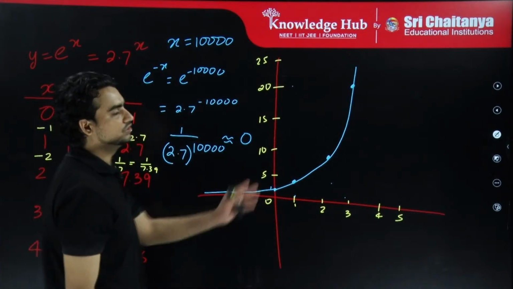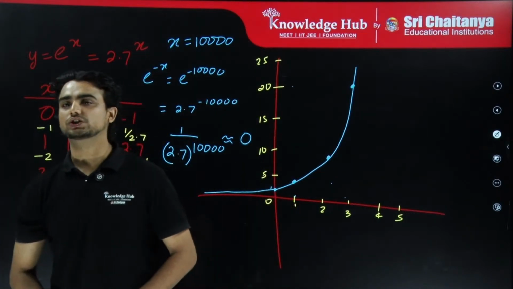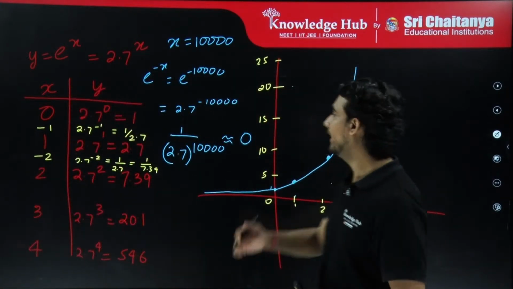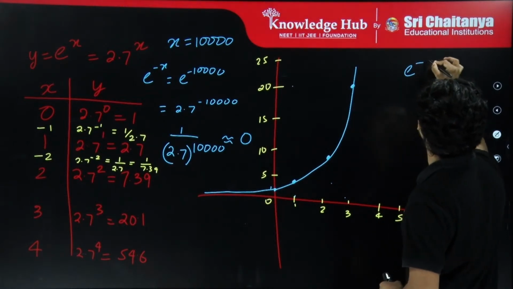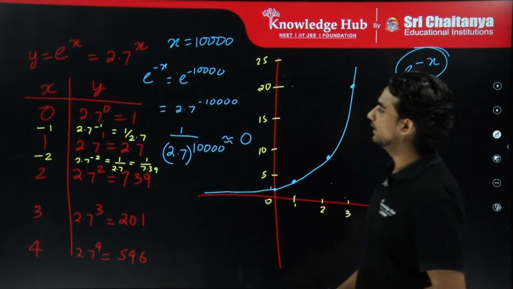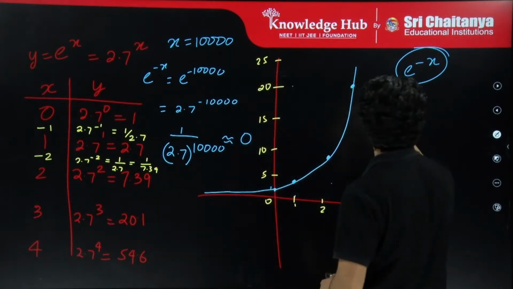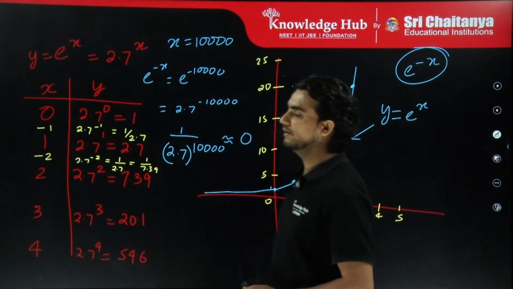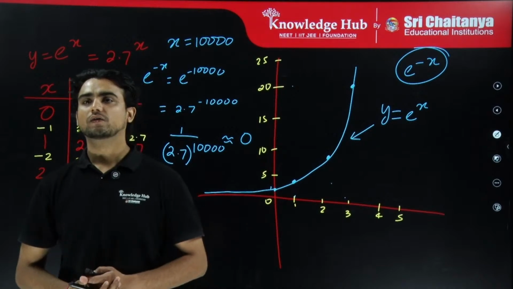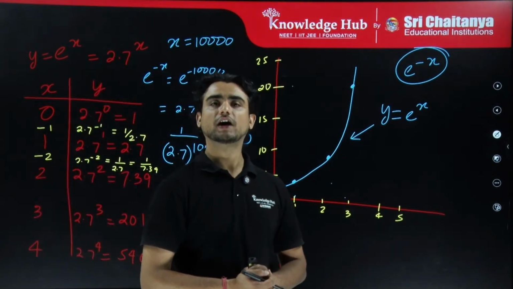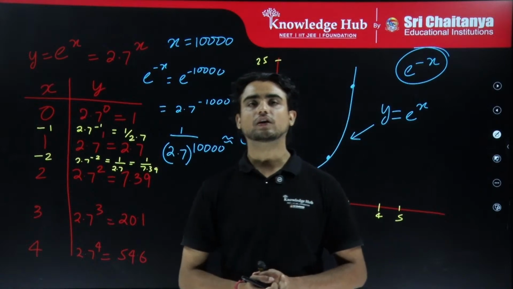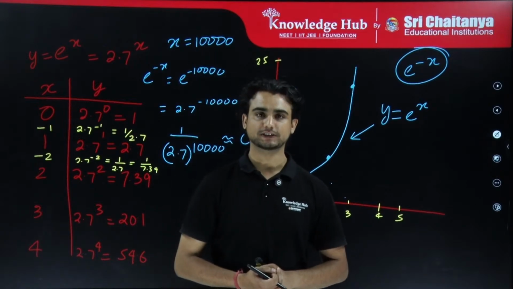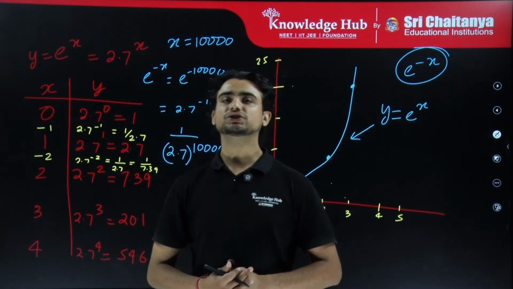So this is the exponential graph, or exponential growth, right? Now, what you have to do? I have drawn the graph for y equals e raised to x. Your homework is to find the graph for e raised to minus x. Just try to make it by yourself. So this is what exponential function means.